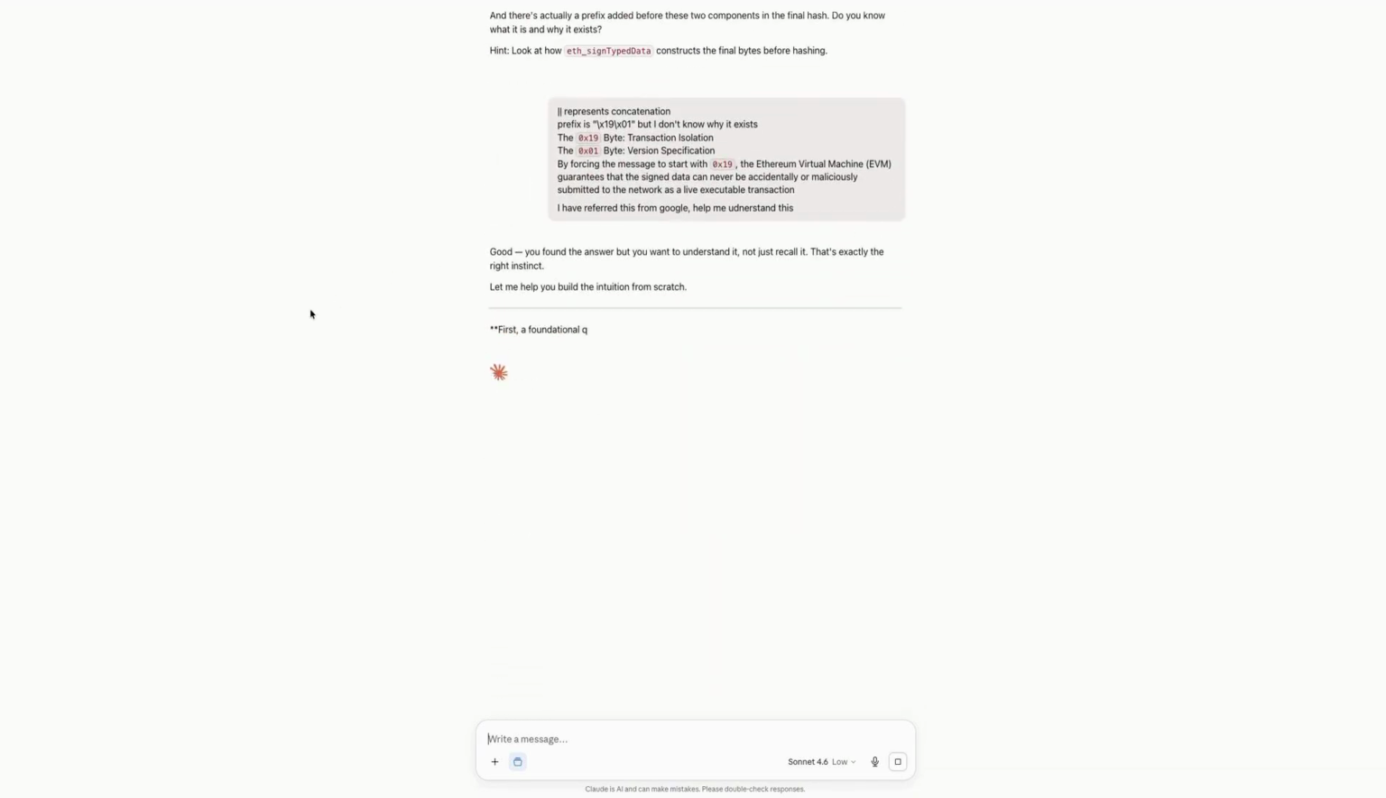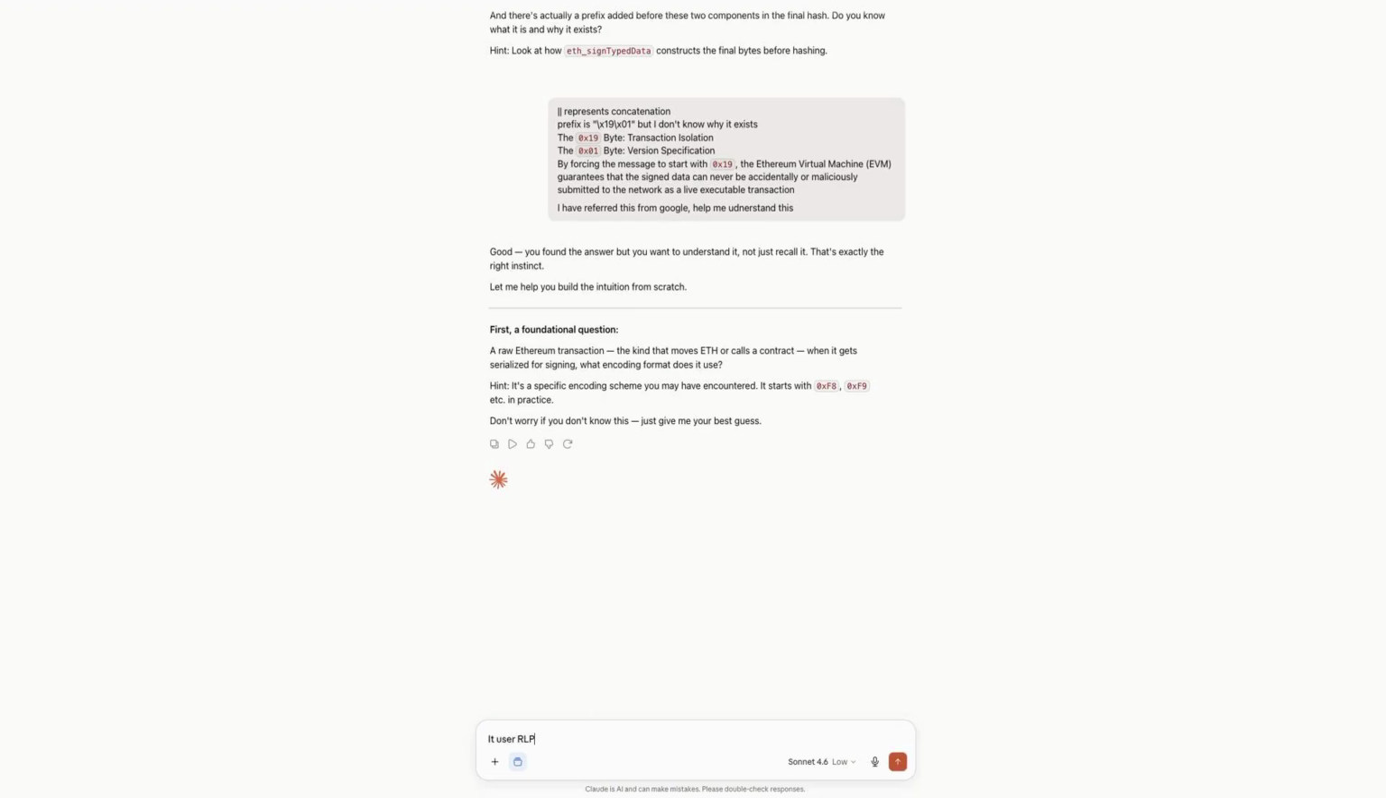You found the answer, but you want to understand it, not just recall it. That's exactly the right instinct. Let me help you build the intuition from scratch. First, a foundational question. A raw Ethereum transaction, the kind that moves ETH or calls a contract, when it gets serialized for signing, what encoding format does it use? It uses RLP, recursive length prefix.